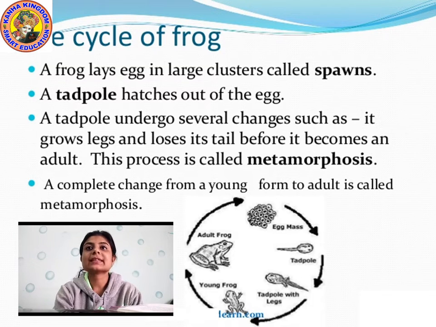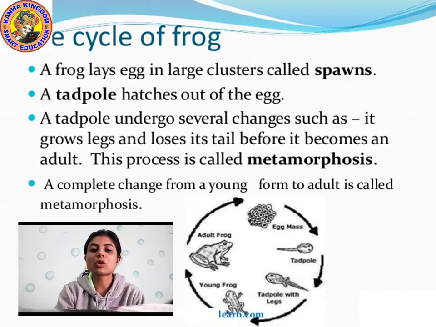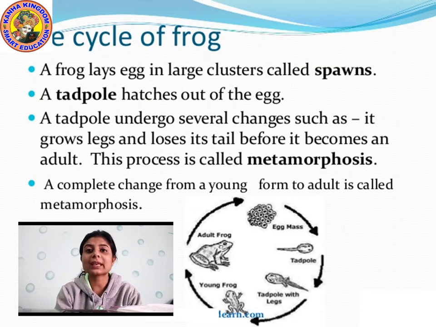And this tadpole undergoes several changes, such as it grows legs and it loses its tail before it becomes an adult. When it grows, it loses its tail and the legs are formed. A frog has legs, yes or no? It has two pairs of legs, yes or no? But when it is a tadpole, in its baby stage, it does not have legs. It only has a tail.